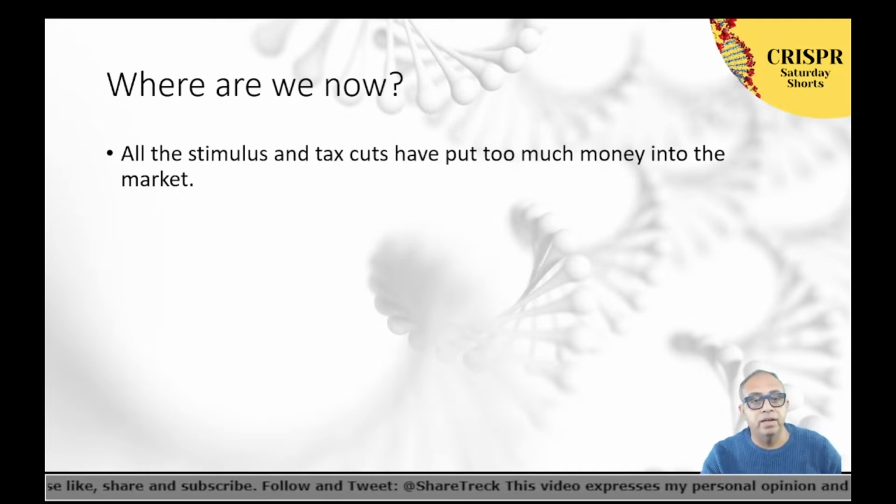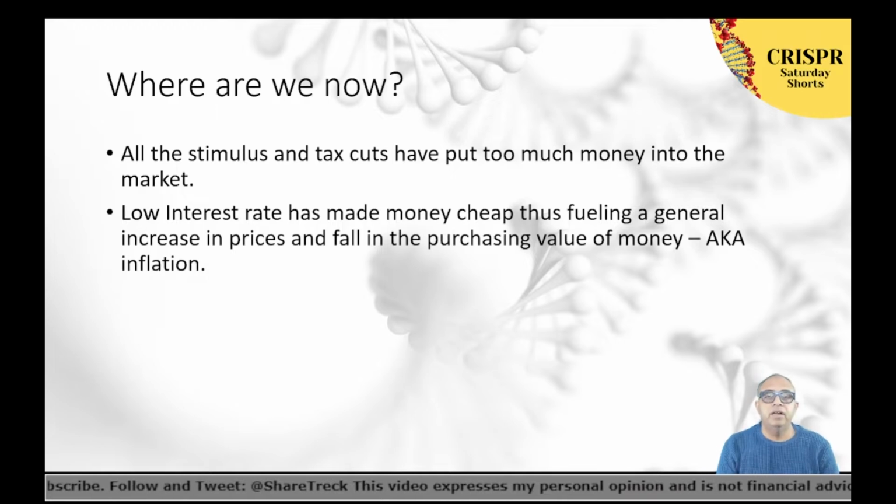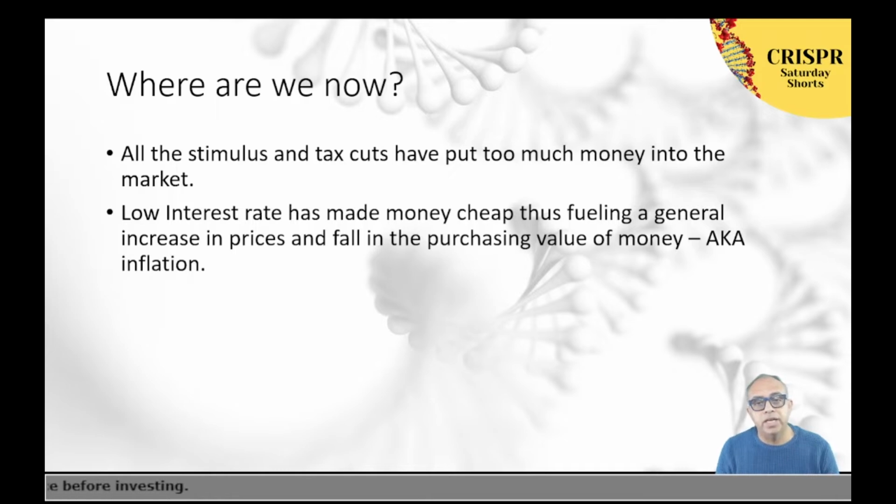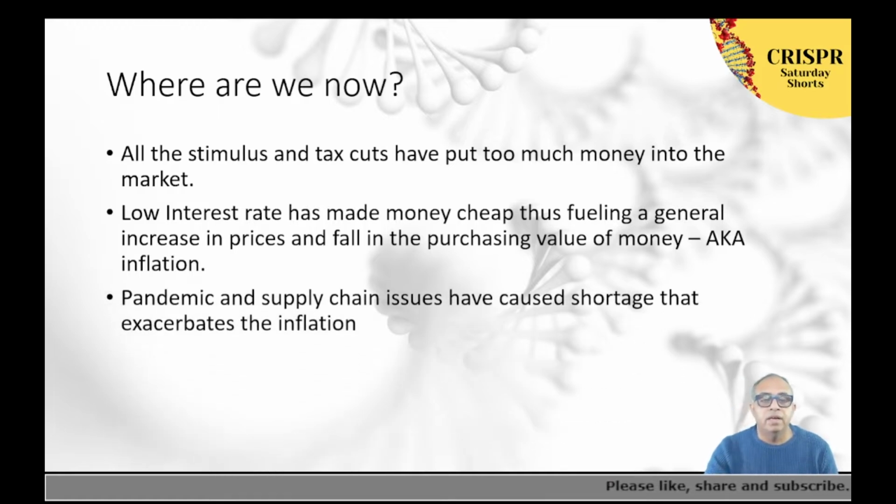But on top of that, we also had a low interest rate regime in order to help industries to invest more and create more employment and boost production. The low interest rate has made money cheaper and has also allowed a lot of borrowing activity. Much of the borrowed funds has also gone into the stock market and other places, and many companies have used the cheap money to buy back their own shares, and thus inflating the share prices and fueling a general increase in price and fall in the purchasing value of money. And this again is known as inflation. We also have had the pandemic-related supply chain issues, which has exacerbated the inflation.